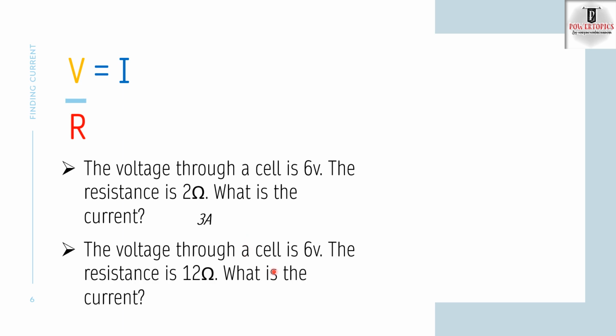Now in the next question, the voltage through the cell stays the same, and now the resistance has increased. What do you think will happen to the current? That's right, it will decrease because you have so much resistance, so the flow of electrons will kinda slow down.